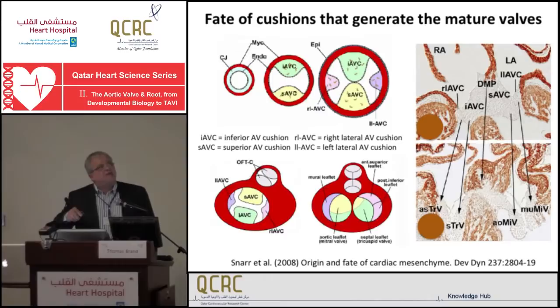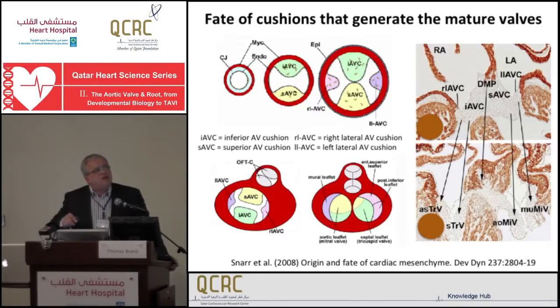In the AV tract, there are two, an inferior and a superior AV cushion, and two lateral ones. And a similar situation is here in the outflow tract, where you have two outflow tract cushions, which are subsequently separated by some myocardium. I don't want to go into detail here how this is all achieved, but it's also a rather complex process.